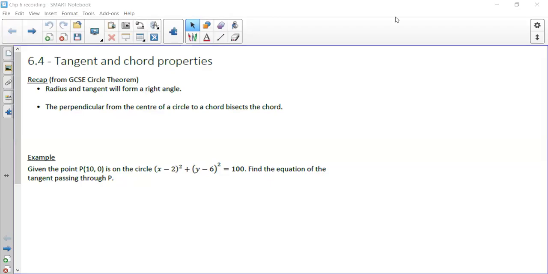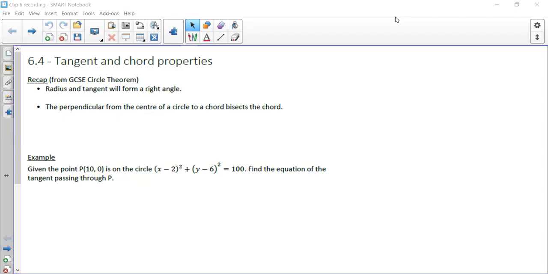So welcome to this lesson where we look at Pure 1, Chapter 6.4 about tangents and chord properties. We are bringing back one of your worst nightmares from GCSE, which is the circle theorem. These two circle theorems are actually used less in GCSE compared to A-level, because you don't often see them in GCSE, especially the chord properties one. So here, let's have a look.